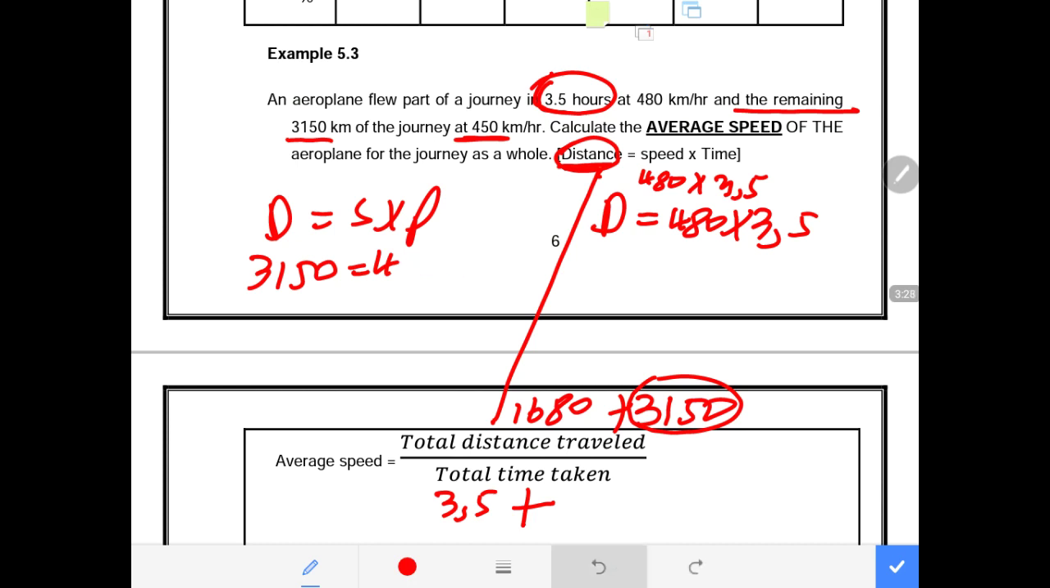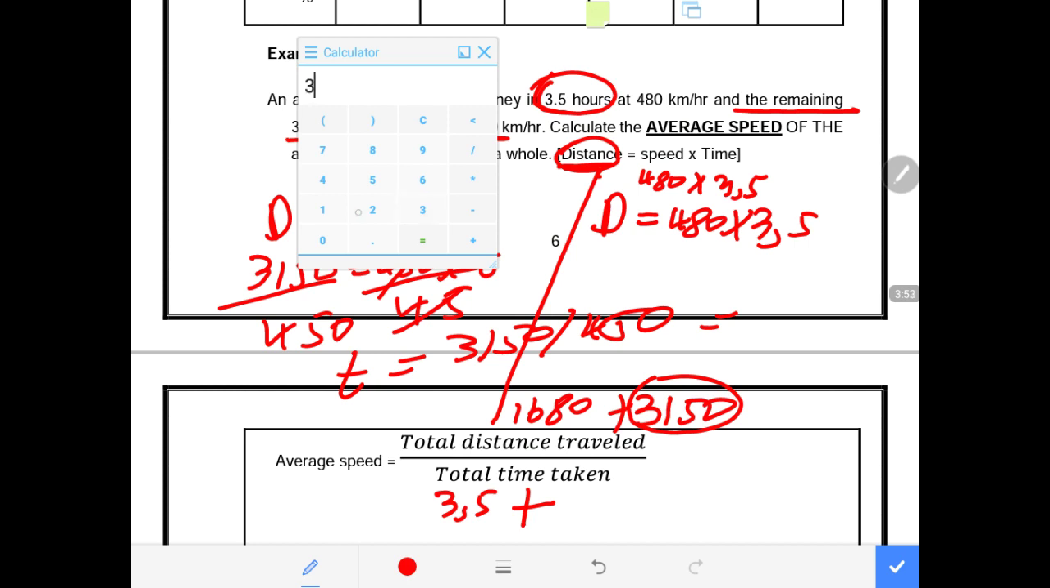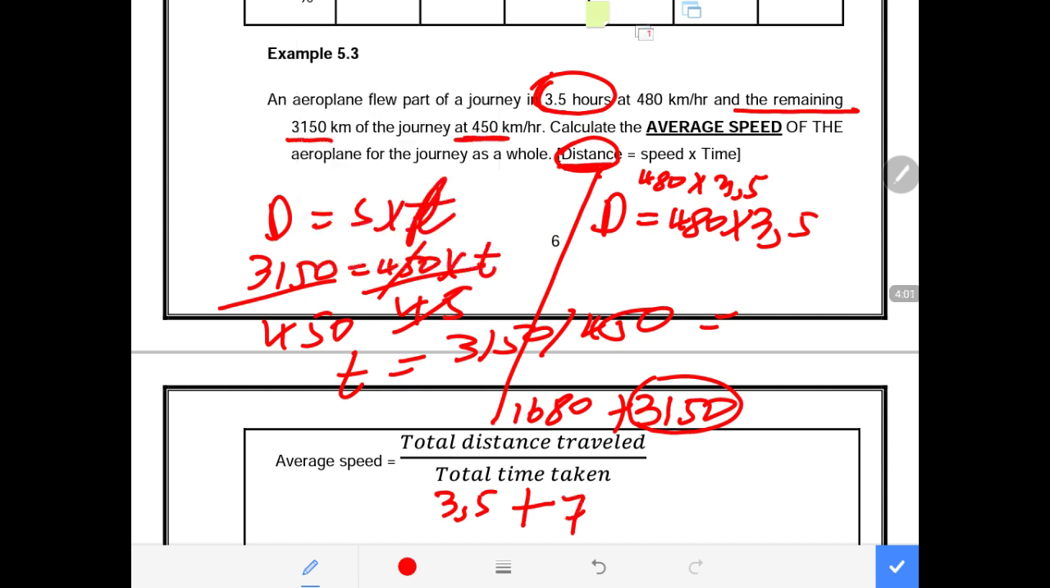Time, which we don't have. Speed times time, which is our speed, 450, times the time that we're looking for. So we divide by 450 on both sides in order to get that time is equal to 3,150 divided by 450. Let us do that. 3,150 divided by 450 gives us 7 hours, meaning it took 7 hours for this aeroplane to travel 3,150 kilometers.